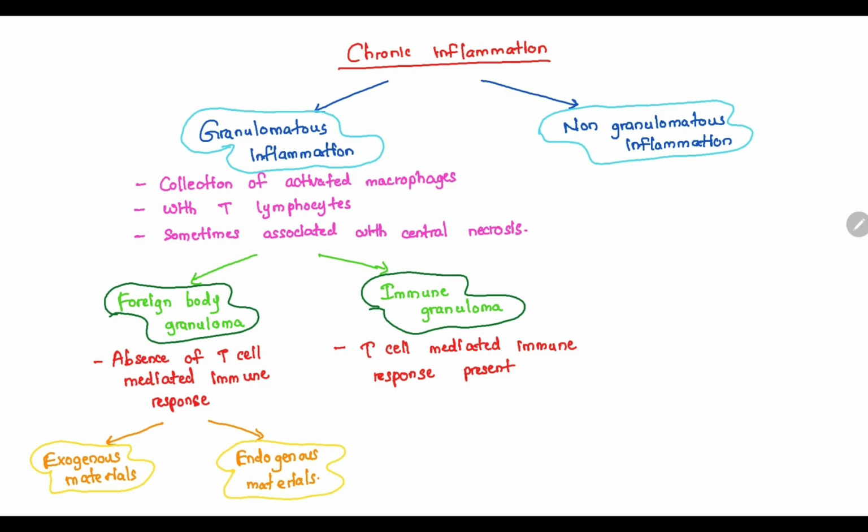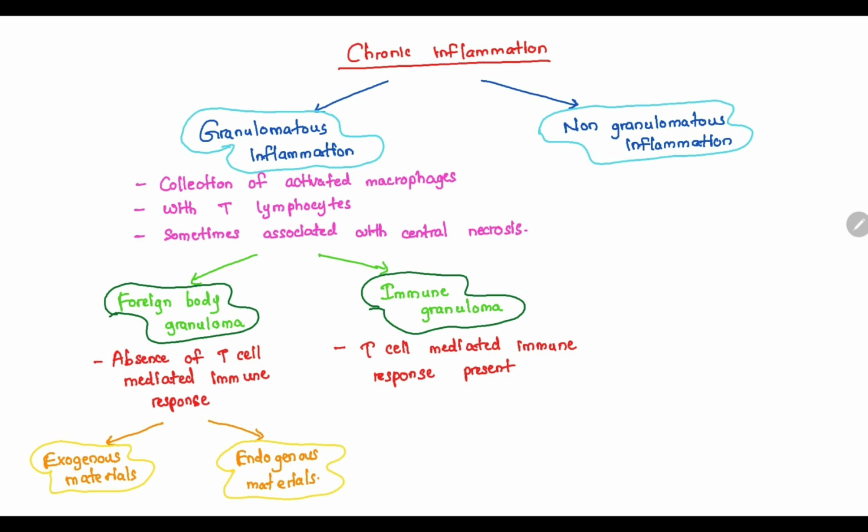In acute inflammation, the main cell type involved is neutrophils, but in chronic inflammation, macrophages are the main cell type involved. So, we can divide chronic inflammation into two parts: granulomatous inflammation and non-granulomatous inflammation. We discuss mainly granulomatous inflammation here.